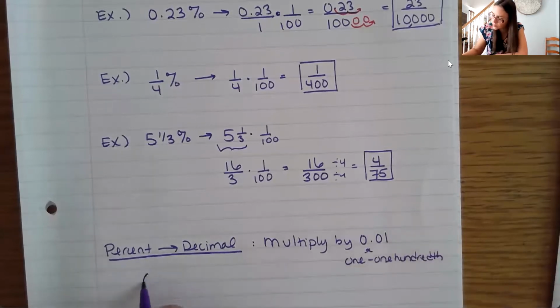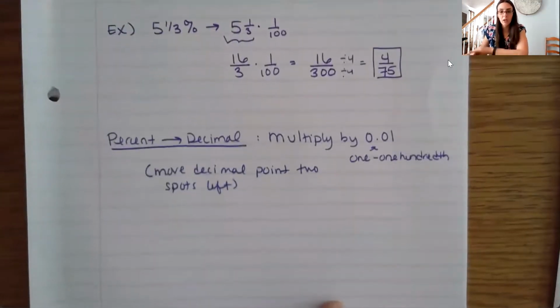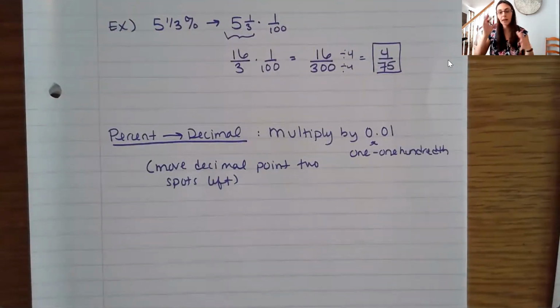But the easy way to do this is to move the decimal point 2 spots to the left. Okay, so we did see that shortcut already before. So technically you're still multiplying by that 100th idea here, but in decimal form, so 0.01. But the easiest way for most cases is just to move that decimal point to the left.